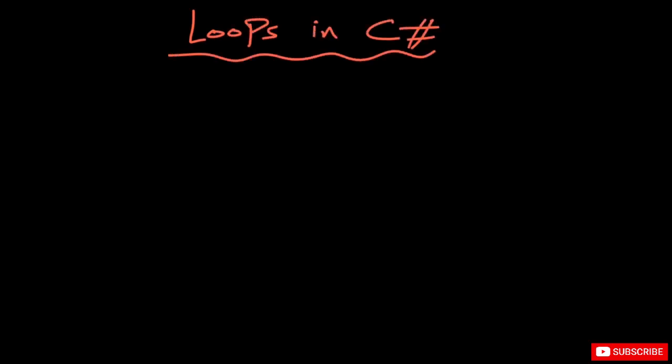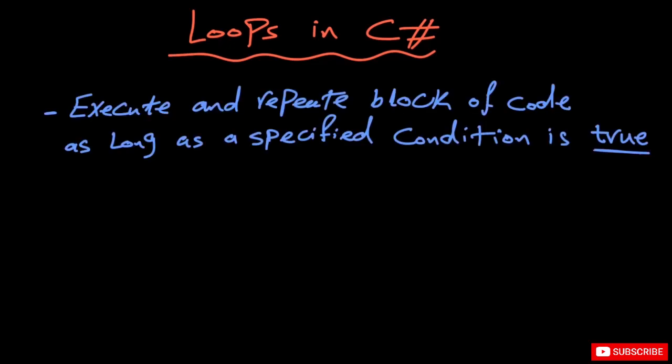Hello and welcome to this lesson. In this lesson we will discuss loops in the C# programming language. There are different types of loops in the C# programming language, but first let's define a loop. In general, a loop is used to execute and repeat a block of code as long as a specified condition or test expression is true. And also you can use loops to iterate over a collection of values.